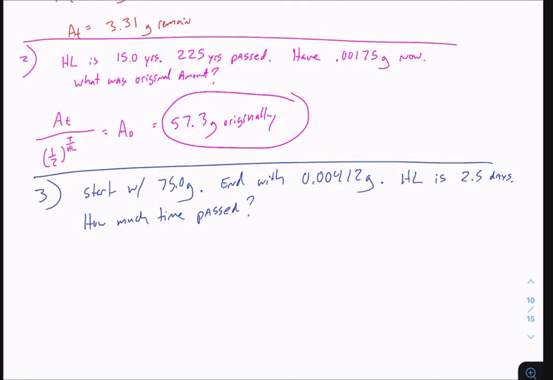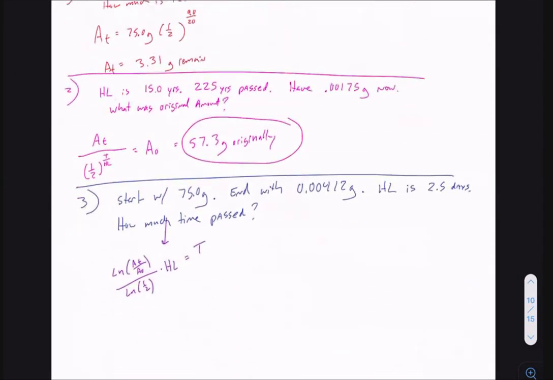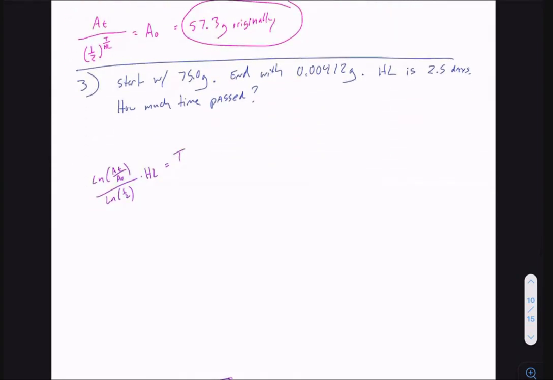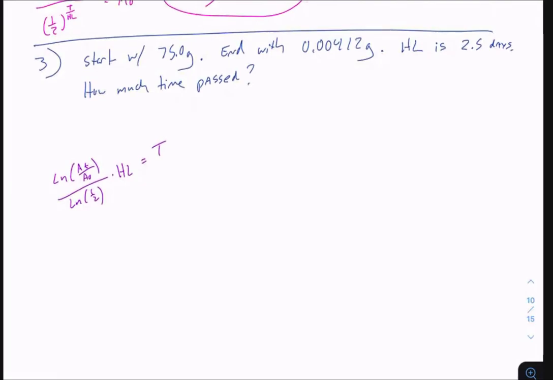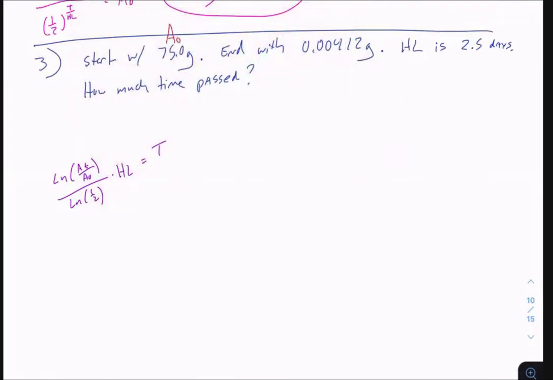Okay, so they're asking for the time that has passed. We know we have already rearranged and solved for that up here. So amount, let's go ahead and label this just to make sure we know what we're doing. This is A sub naught, this is A sub t, and that's half-life.